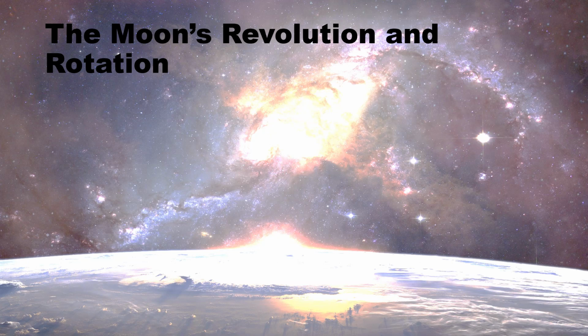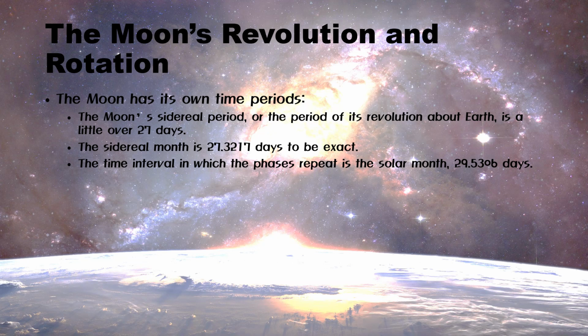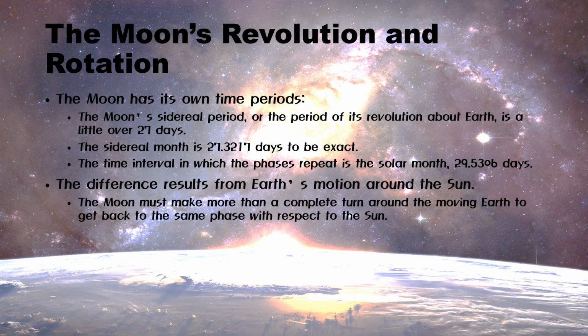Now, the moon's revolution and rotation play an important factor in these phases. The moon has its own time periods. The moon's sidereal period, or the period of its revolution around the Earth, is a little over 27 days. A sidereal month for the moon is 27.3217 days to be exact, and the time in which phases repeat is a solar month, or 29.5306 days. The difference results from Earth's motion around the sun, because the moon must make more than one complete turn around the moving Earth to get back to the exact same phase with respect to the sun.